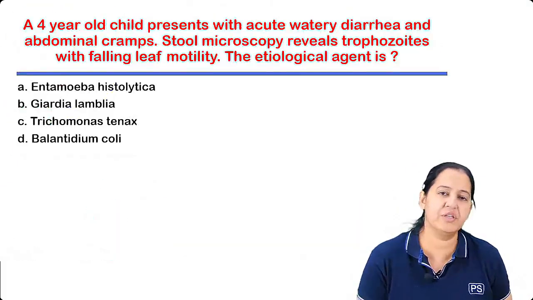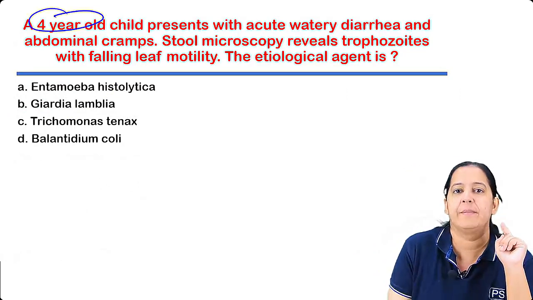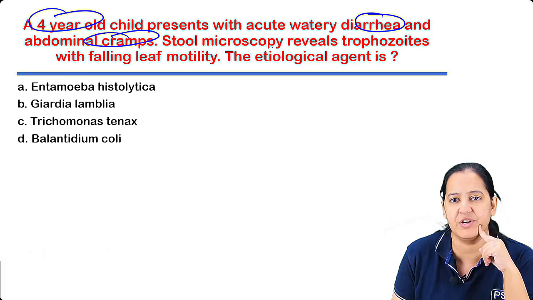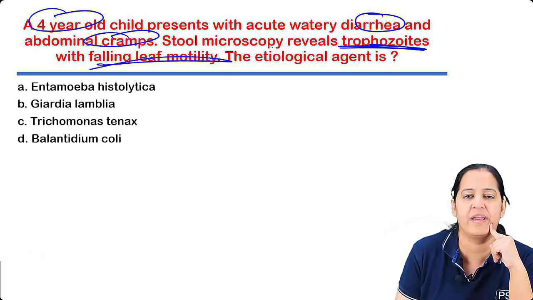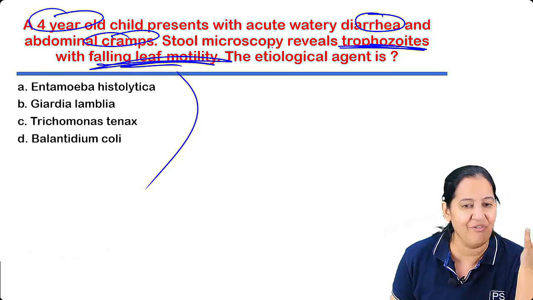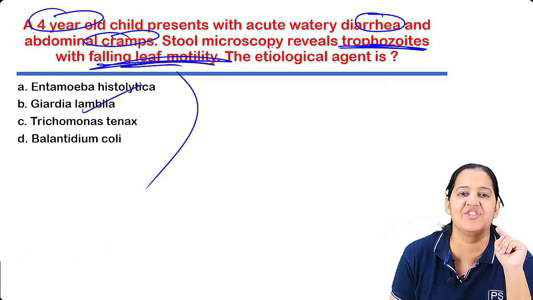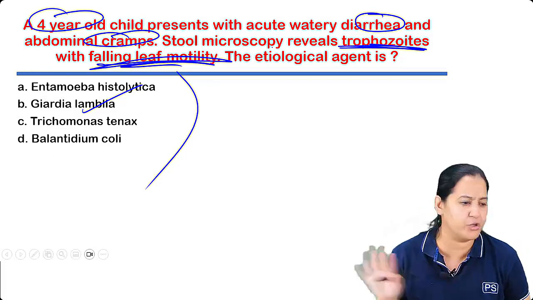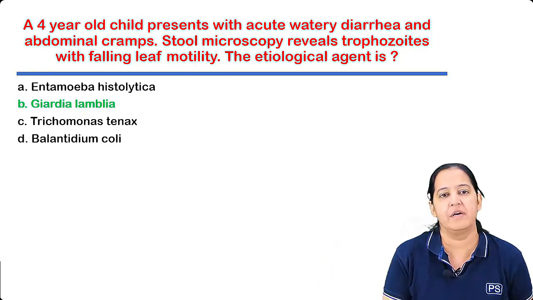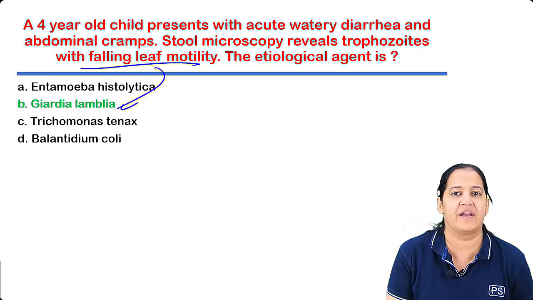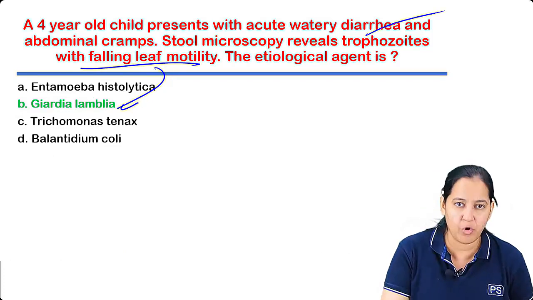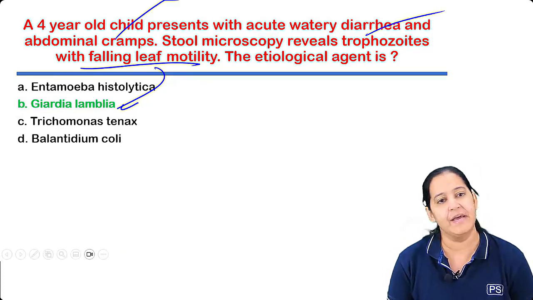So read the question. There is a 4-year-old child presented with diarrhea and abdominal pain, stool examination revealed trophozoite, and having falling leaf motility. Tell me the answer. Falling leaf motility has only one differential, Giardia lamblia. So the correct answer is Giardia. When falling leaf comes, nothing else should come to mind. It should be Giardia, and it causes diarrhea also. We know that. So it is fitting in the question. It is more common in children. It is still fitting. Okay? So the correct answer is B.